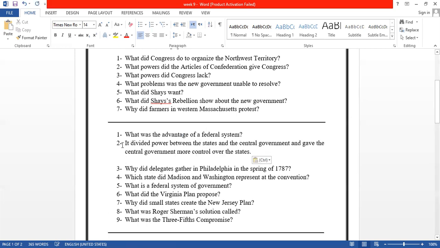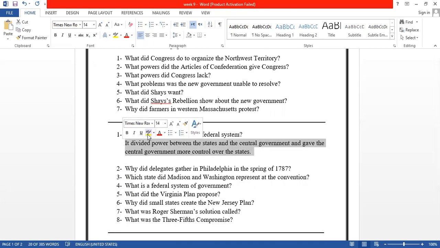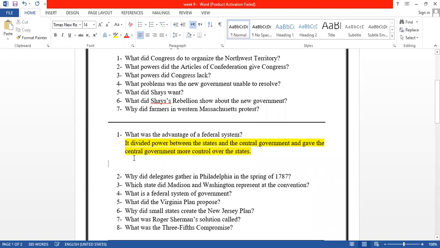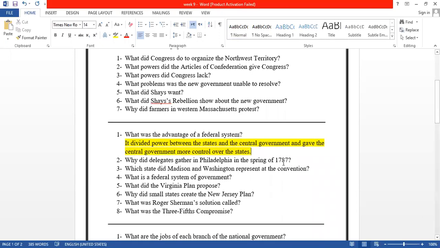Yes, exactly. Okay, so this is the answer. It divided the power between the states and the central government or the national government, and it gave most of the power, of course, to the national government. Okay, the national government means the central government. It means the federal government. So it has many names.